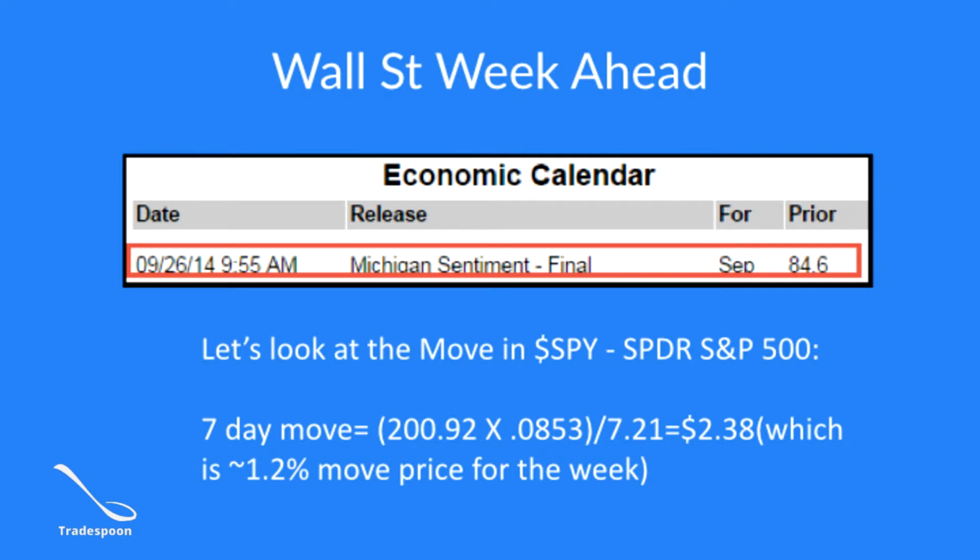When I say the options marketplace is pricing in the potential movement of the stock, that's what we're referring to. We're using option prices, that forward-looking component, and that's giving us that indication. The 7-day move right now is being priced in around $2.38. We got that by taking the stock price, $200.92, multiplying that times the implied volatility of 0.0853, divided by 7.21. It's pricing in a 1.2% potential move this week. It doesn't seem astronomical, but there is so much out there right now of a very extended market. We want to keep an eye on this, and that's why we do this every week.